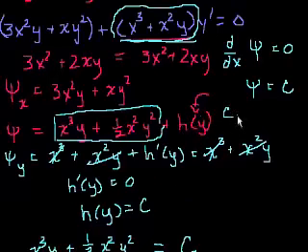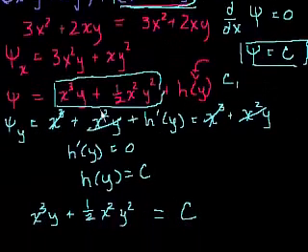We could call that c1 or something, but we know that the solution of our original differential equation is xi is equal to c. So the solution of our differential equation is x to the third y plus 1/2 x squared y squared is equal to c. We could have had this plus c1 here and then subtracted it from both sides. But I think I've said it so many times that you understand why, if h of y is just a constant, you can kind of ignore it.